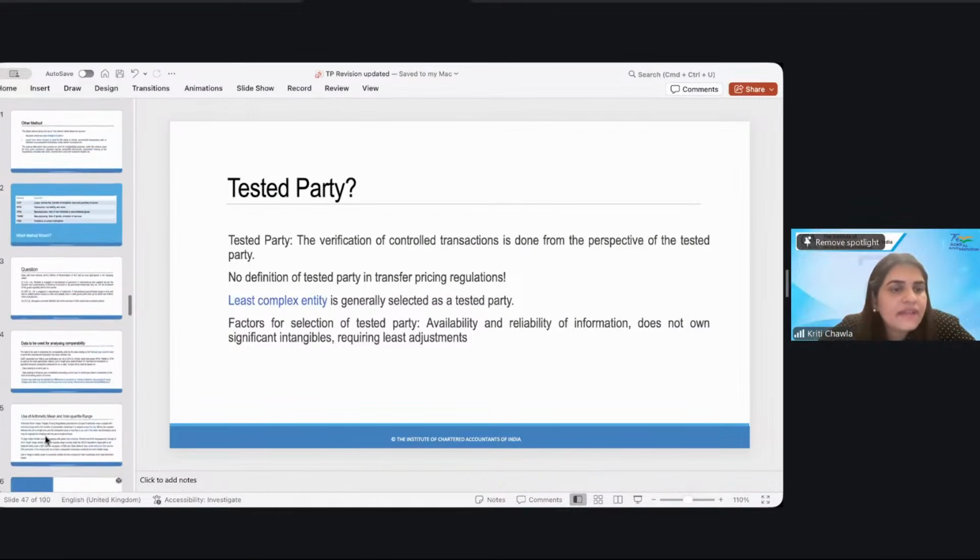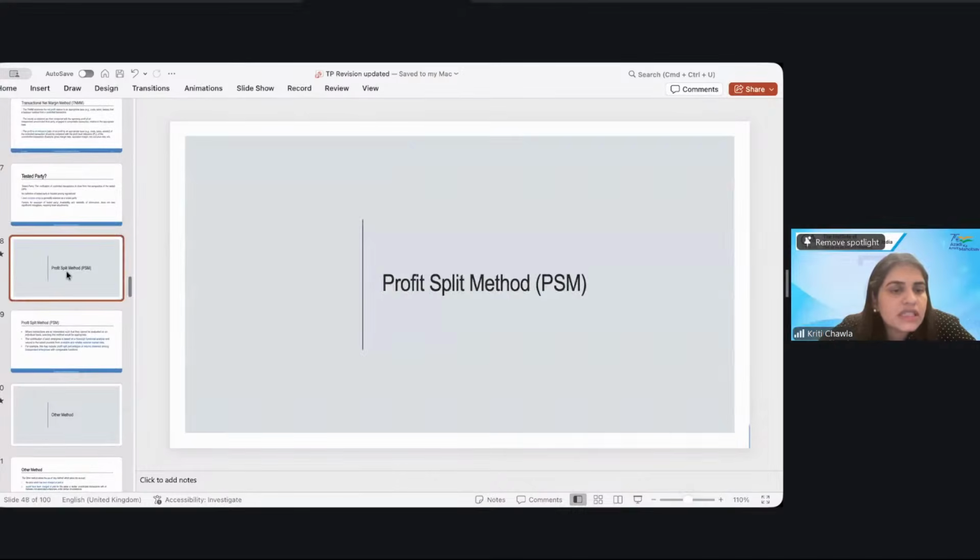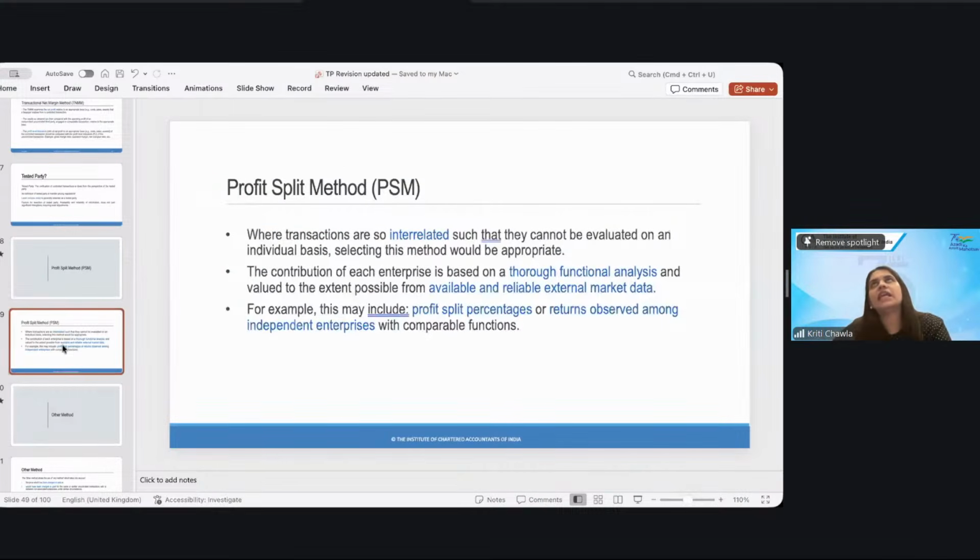After this, what we have is something called the profit split method. Now, the profit split method is applicable where transactions are so interrelated that they cannot be evaluated on an individual basis. So, if the transactions are very, very related to each other, or if the transactions have some element of intangible assets, then it will be useful to use the profit split method. This is where selecting this method would be appropriate.